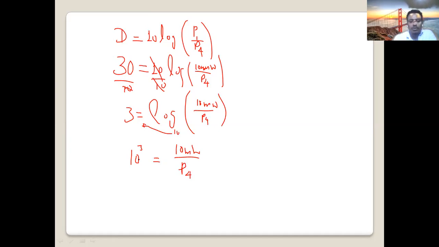So 10 to the power of 3 is 1000. So what will be P4? P4 will be this divided by this, right? So 10 milliwatt divided by 10 to the power of 3. 10 to the power of 3 is 1000. So how much P4? It will be 0.001. Sorry, it will be what? 0.01, right? Milliwatt.